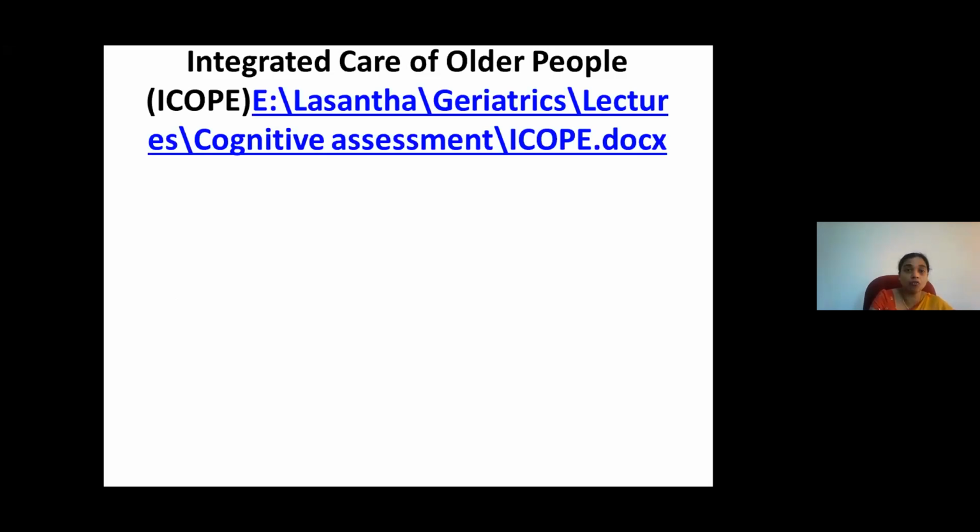Finally, the Integrated Care of Older People, ICOPE, that is the WHO collaborated program where we were trained as master trainers to screen older people for their major problems, the geriatric giants: cognitive impairment, incontinence, instability, falls, immobility, and polypharmacy. All these major geriatric problems are assessed by ICOPE assessment methods, where cognitive assessment is also dealt with. So in our ICOPE clinics, when we encounter an older person, we first ask whether they have any concern about their cognition.